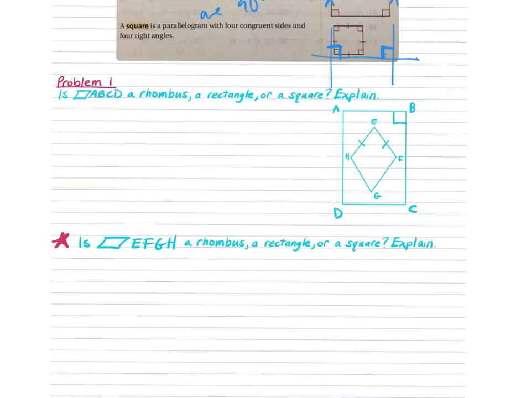Okay, so now it's your turn. This is a parallelogram as well, this EFGH. See if you can figure out if it's a rhombus, rectangle, or a square, and explain. Okay, press pause, try this on your own, and then check back for the solution.